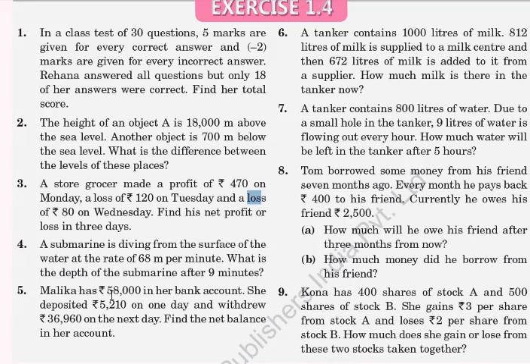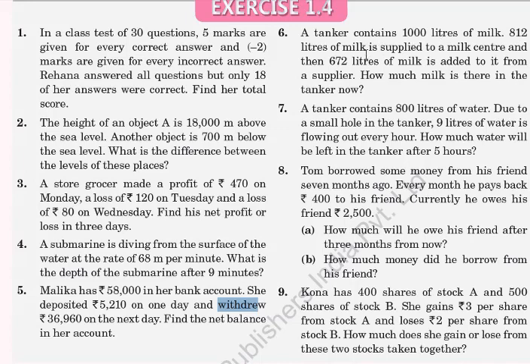Malika has rupees 58,000 in her bank account. She deposited. Whenever the word deposited is coming, that means something she is placing extra. So it will be with a plus sign. And there is a withdrawal. Withdraw will always represent the minus sign. On the next day, find the net balance. Again there are 2 positive signs and 1 negative sign. So we'll add both of them and then we'll subtract, with 36,960.